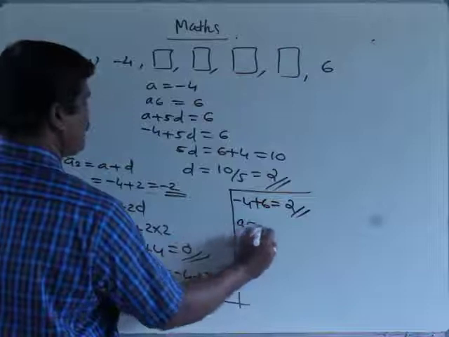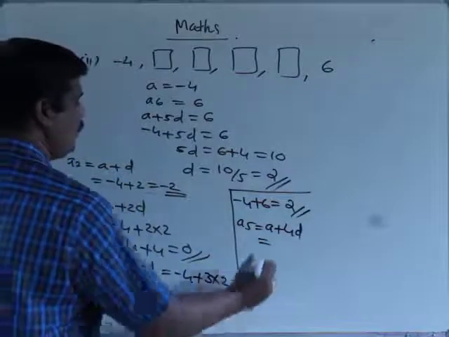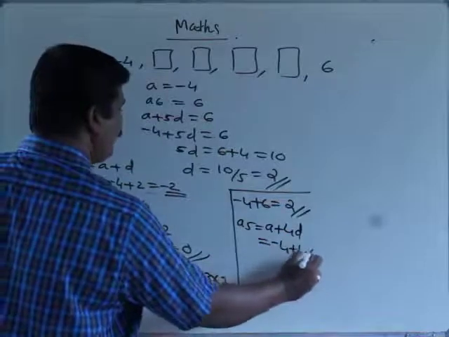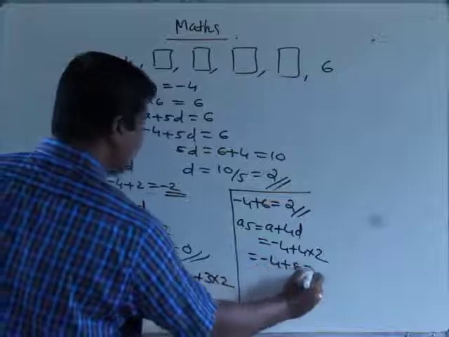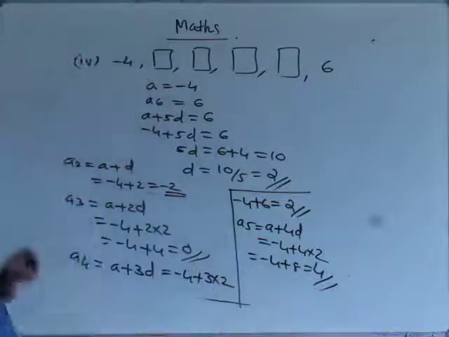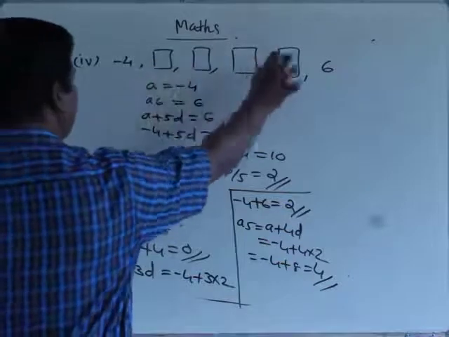So the fifth term is expressed as a plus 4d. That is equal to a, how much? Minus 4 plus 4 into d, 2. That is equal to minus 4 plus 8. The answer is 4. Clear? Minus 4 plus 8, the answer is 4. So second term, third term, fourth term, fifth term.